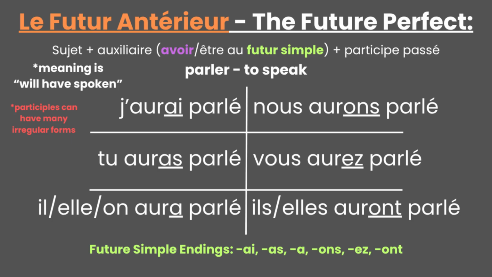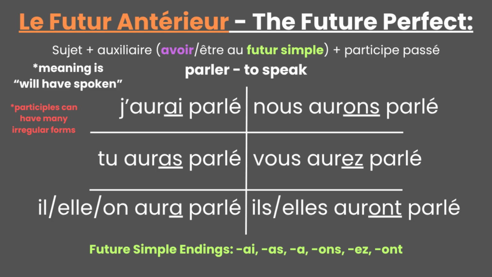J'aurai parlé, tu auras parlé. Il, on aura parlé. Nous aurons parlé. Vous aurez parlé. Ils auront parlé. This is how avoir is used in the future perfect.